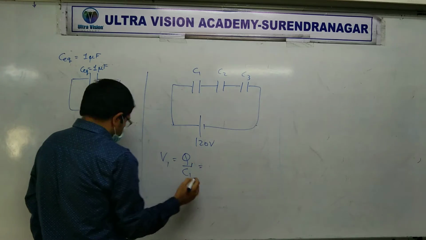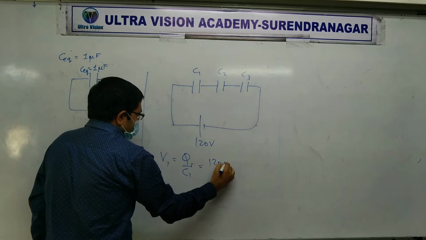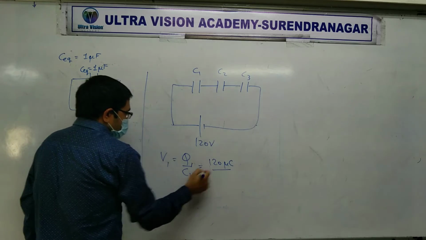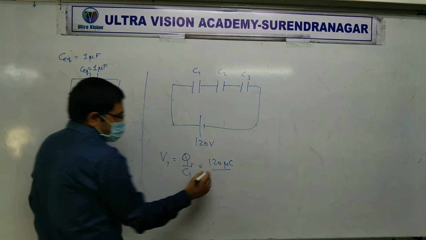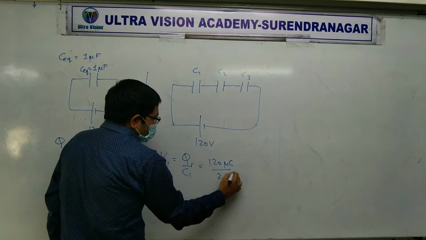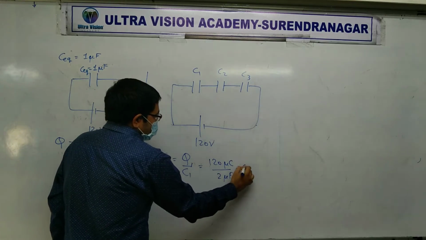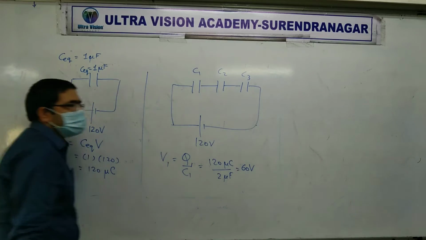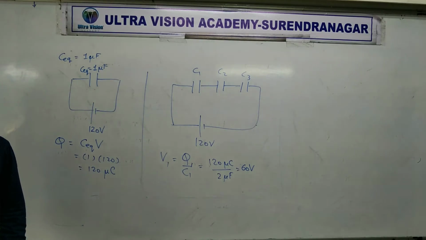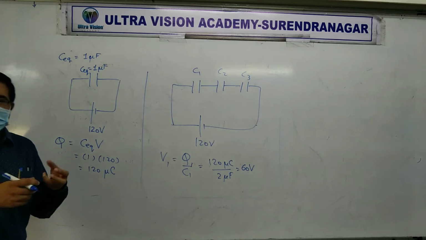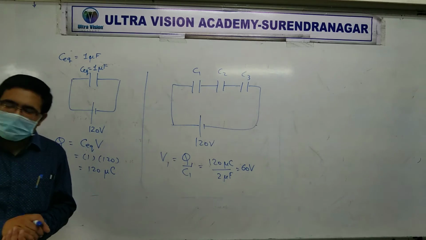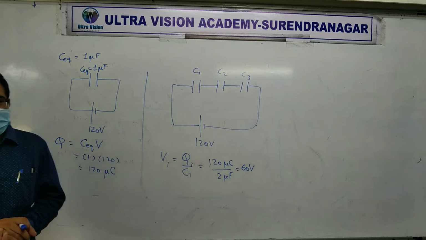So this will be 120 micro coulomb divided by capacitance 1. How much? 2 micro farad. So mu will get cancelled and this will be 60 volt. Understood? You have to follow it the right way. The same way and find the other one.